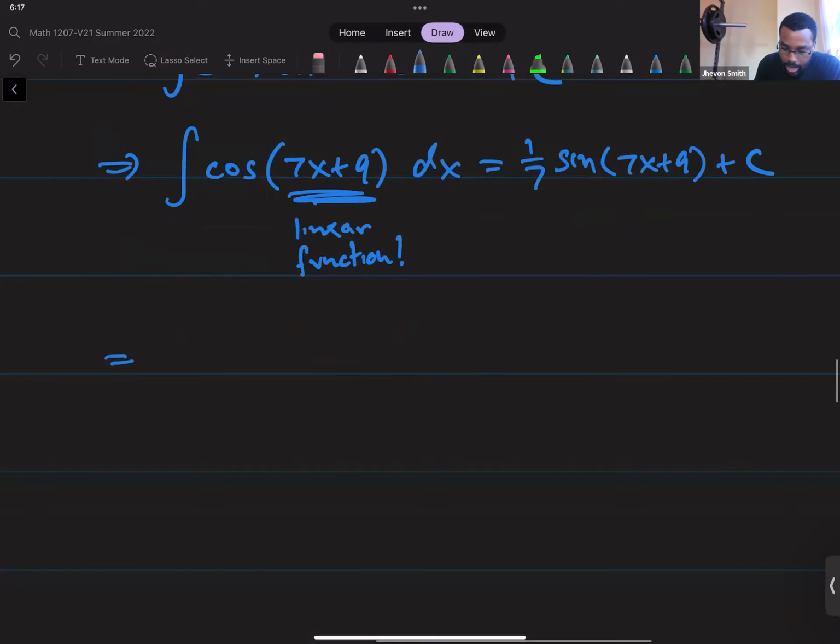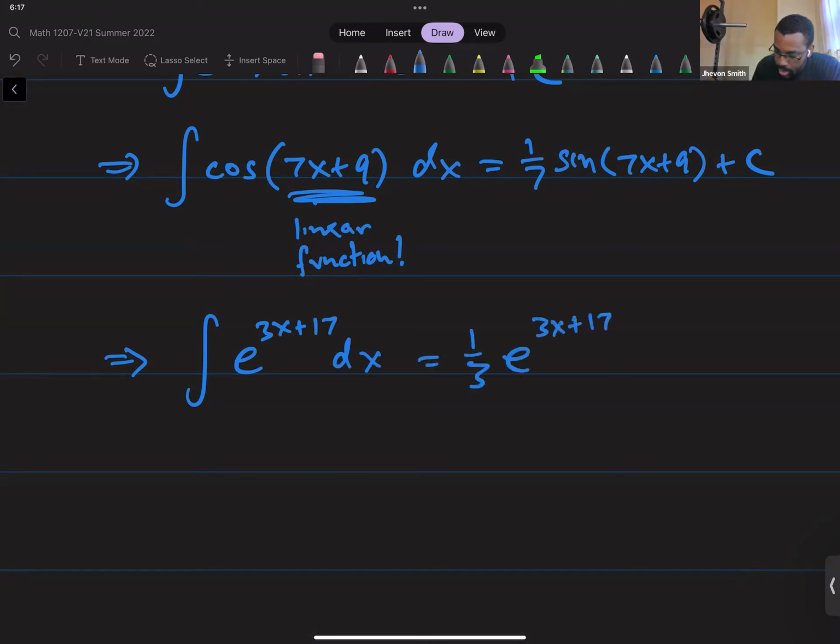Similarly, if you have the integral of e to the 3x plus 17 dx, you know that the answer is just going to be 1/3 e to the 3x plus 17, right? You don't need a substitution for that, because the power in the e is a linear function. You would have done u equals 3x plus 17, du equals 3 dx, 1/3 du equals dx. You plug it in, you get 1/3 e to the u du. You integrate that, you just get 1/3 e to the u. So I don't expect you to have to deal with that.